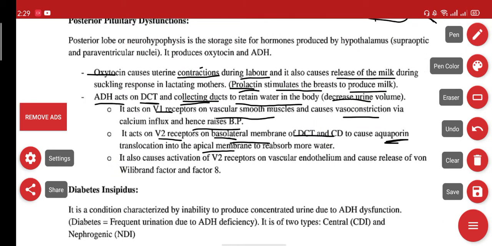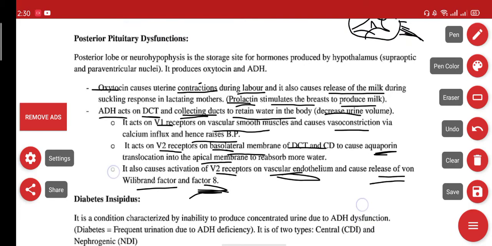Now, one of the other interactions is that the V2 receptors are also present on the vascular endothelium, and once these are stimulated, they cause a release of von Willebrand factor and factor 8. That's why you will see that ADH analogs are also used in von Willebrand disease as well as in hemophilia. In hemophilia, there is factor 8 deficiency, so once you give an ADH receptor agonist such as desmopressin, it will cause a release of factor 8 from the vascular endothelium. But let's just focus on the pituitary.